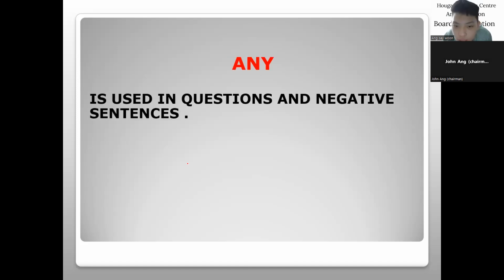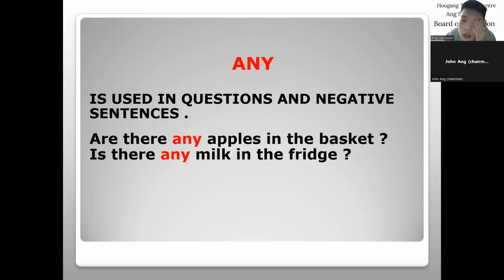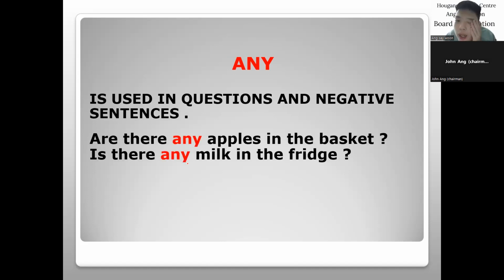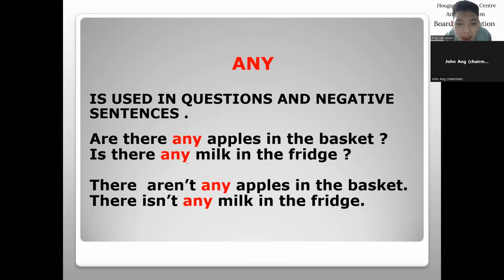Any is used in questions and negative sentences. Are there any apples in the basket? Is there any milk in the fridge? There aren't any apples in the basket. There isn't any milk in the fridge.